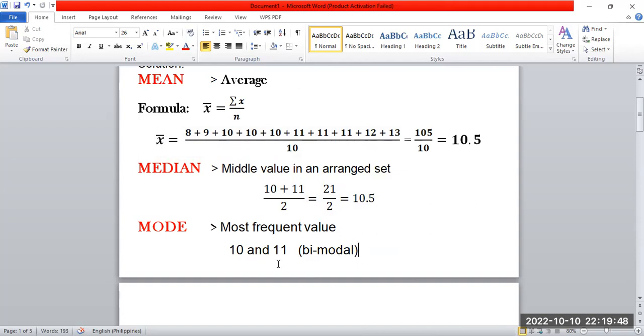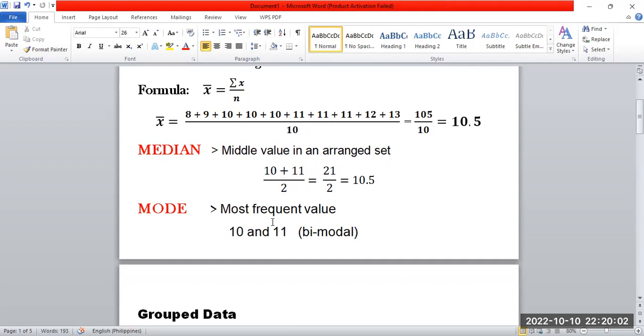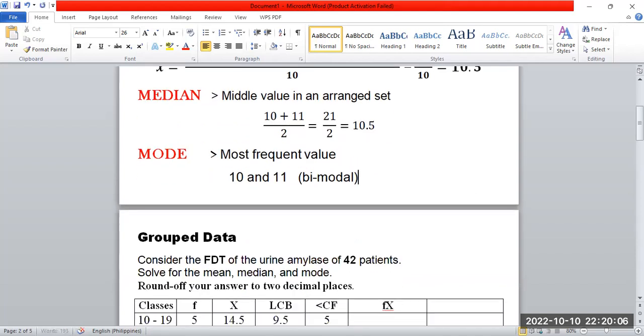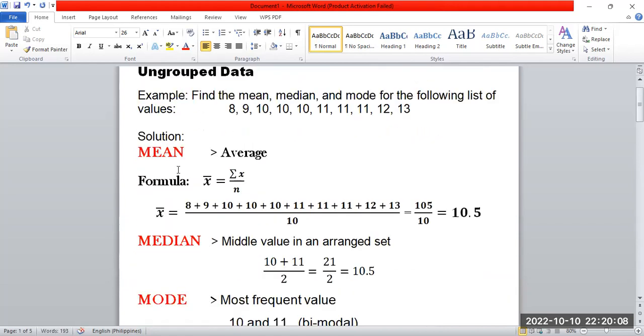Dapat magkaiba yung number, ha? 10 and 11. Kasi pansin ko sa activity ninyo, 38 and 38 bimodal. It's not a bimodal kasi isang number lang yun. That's the same number, 38. So that's only a unimodal. Okay, so that's how you get the mean, median, and mode for ungrouped data.